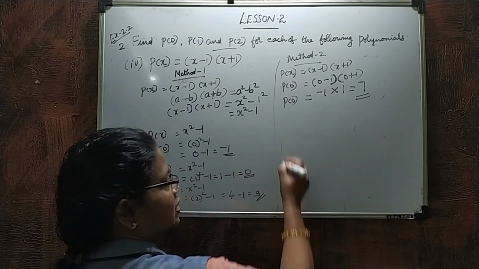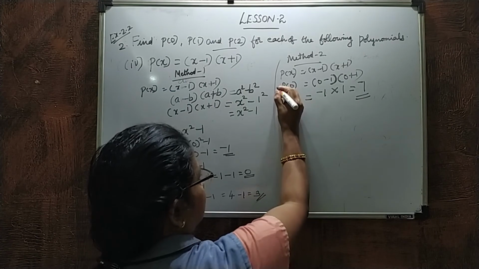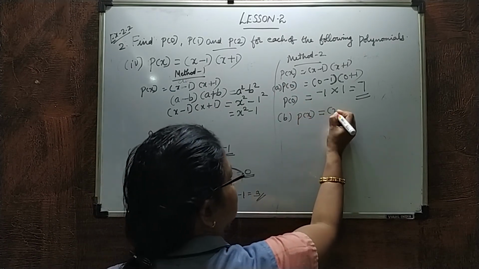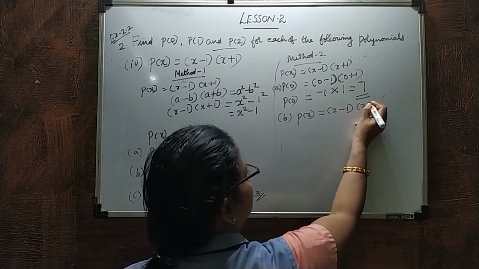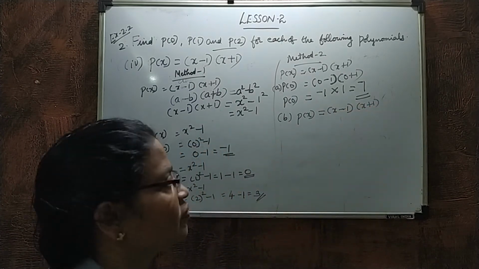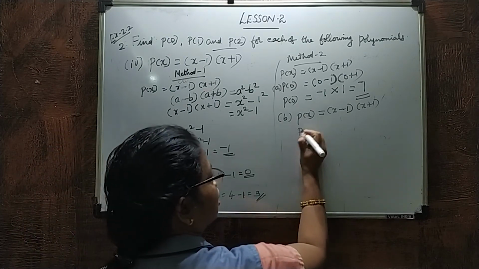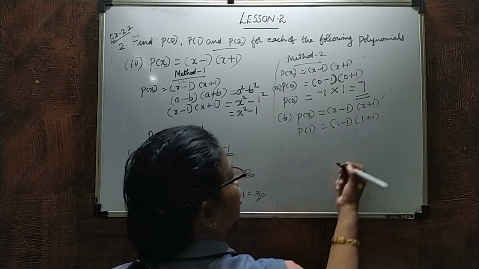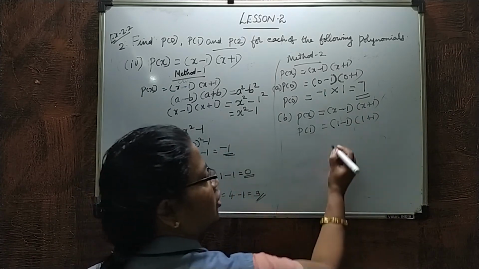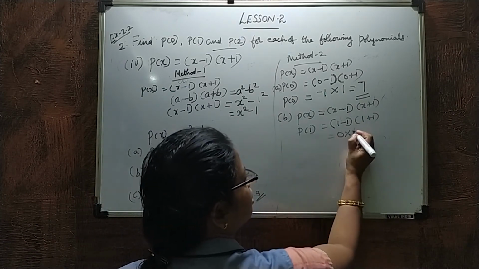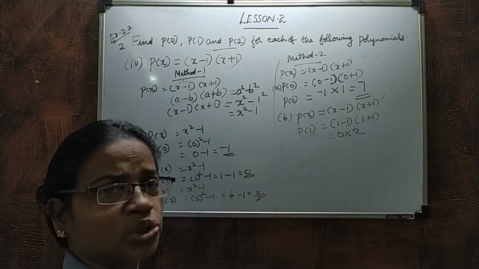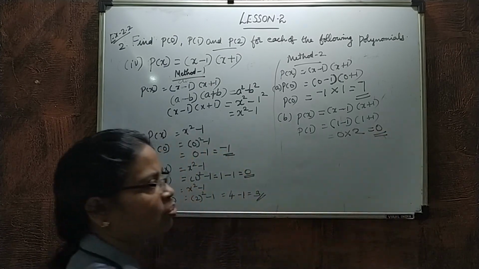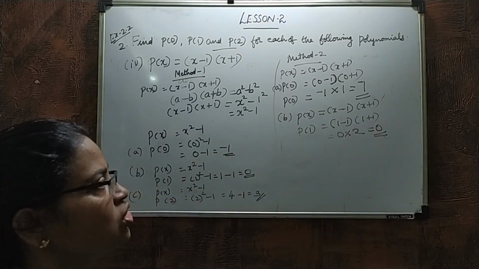What is the next one? Second one, B. This is A. P of x is equal to, write P of x once again, x minus 1 into x plus 1. Then what is P of 1? P of 1 is equal to 1 minus 1 into 1 plus 1. What is 1 minus 1? It is 0 into 1 plus 1 is 2. What is 0 into 2? You'll get the answer 0. Anything multiplied with 0, you'll get the answer 0 itself.